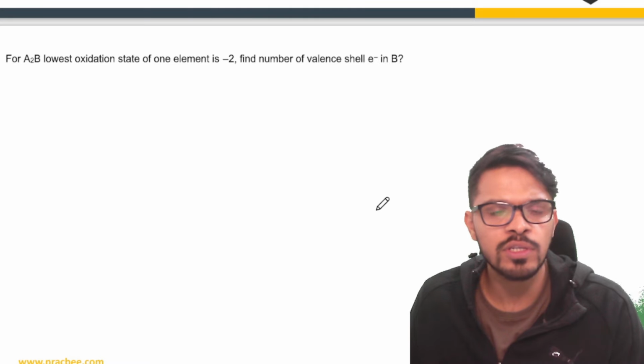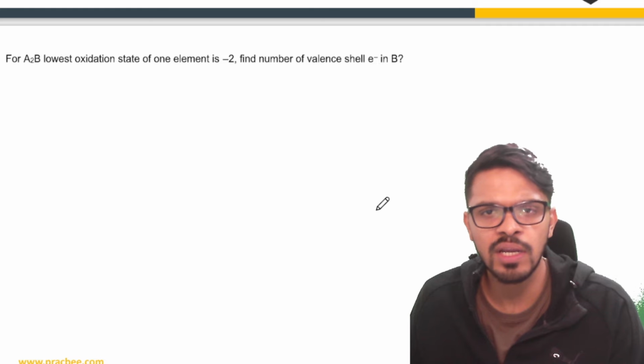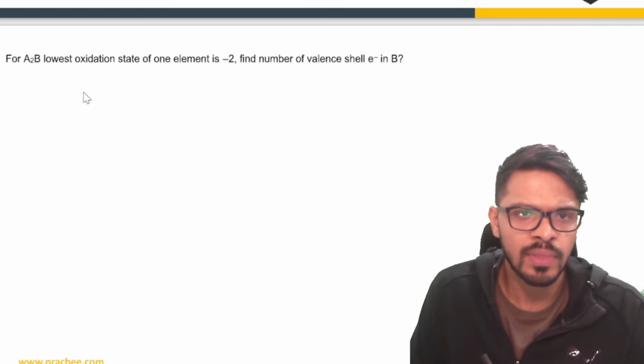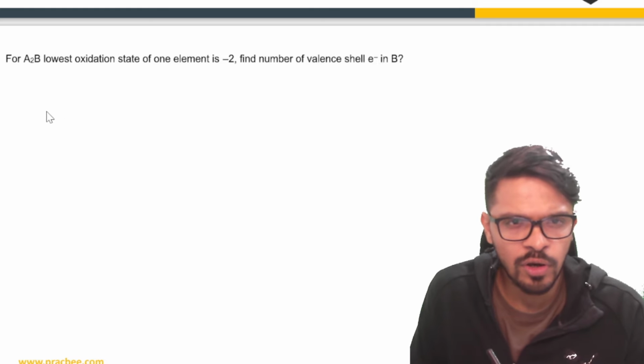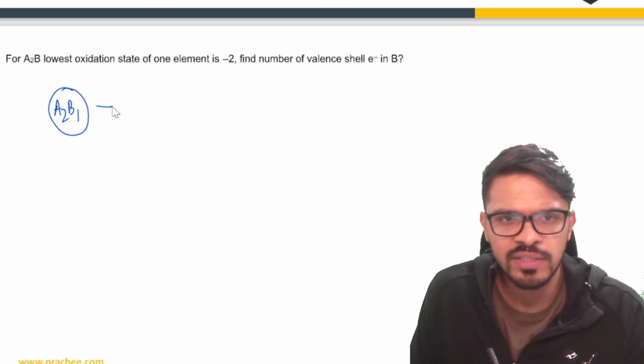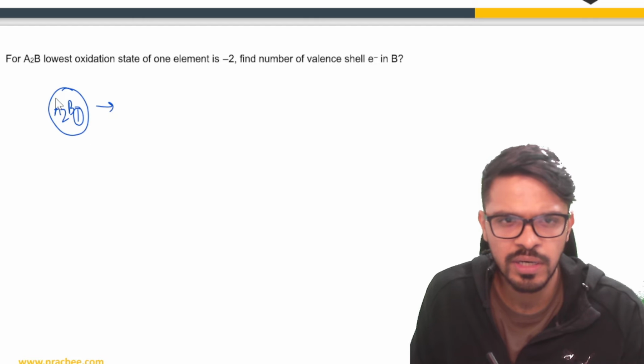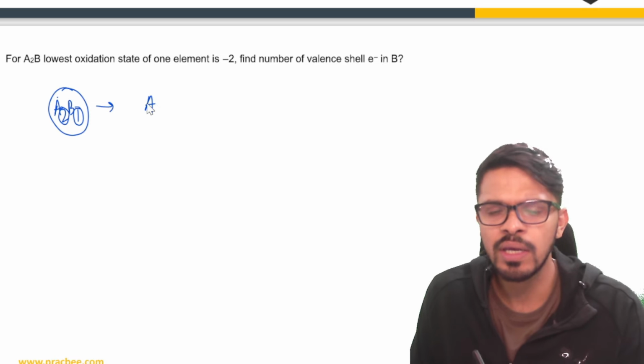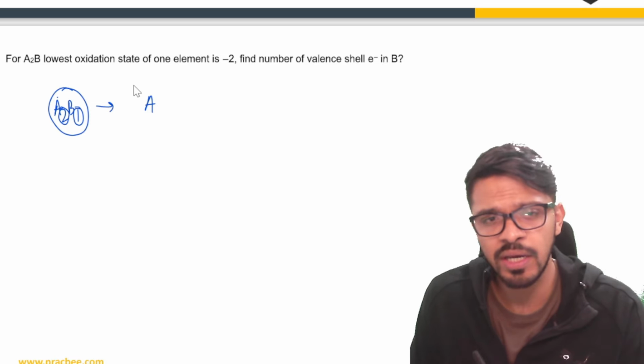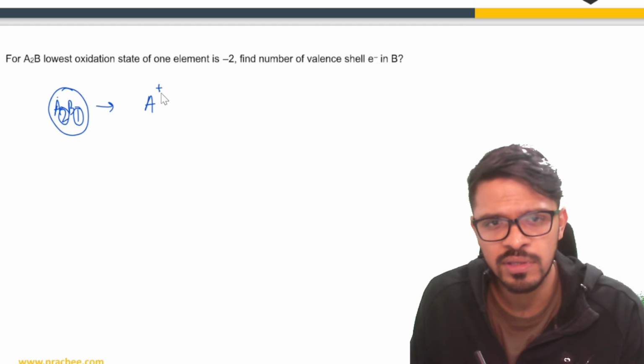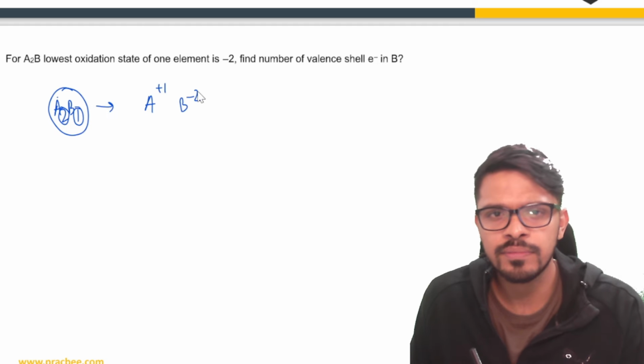For A to B, the lowest oxidation state of an element is -2. Find the number of valence shell electrons in B. So basically, if we talk about A to B, we have studied this in junior classes that the crisscross rule is applied. So whatever is present here will go at the top of A, whatever is present here will go at the top of B. And generally we write the cation first and the anion later on.